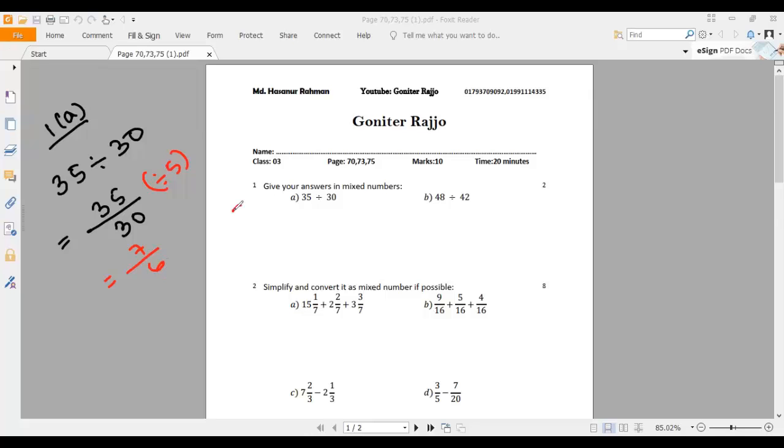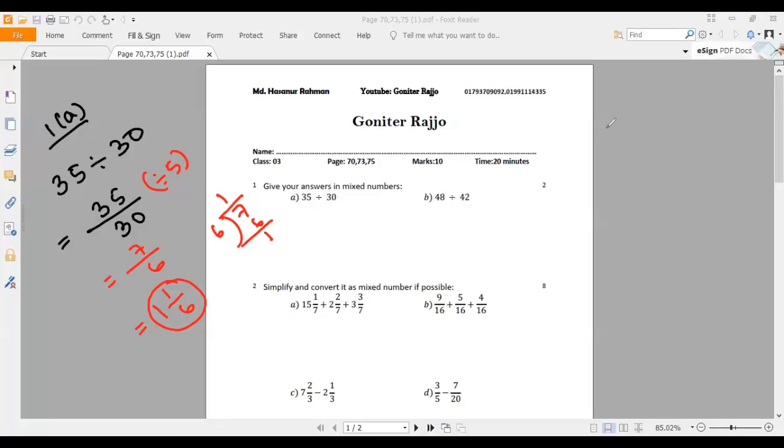Now we have to divide 7 by 6. Then we will finally get the mixed number. 6 1s are 6, so the remainder is 1. So our final answer should be 1 whole 1 by 6. This is the first answer of number 1.